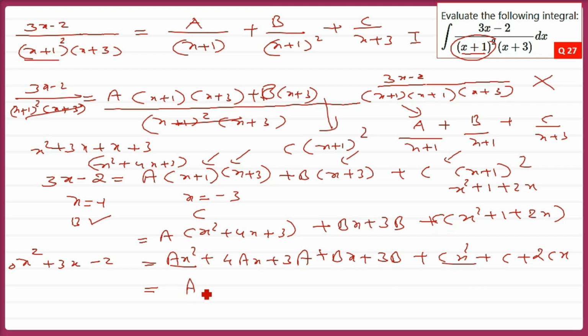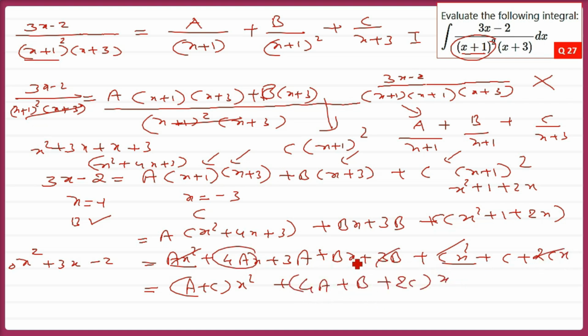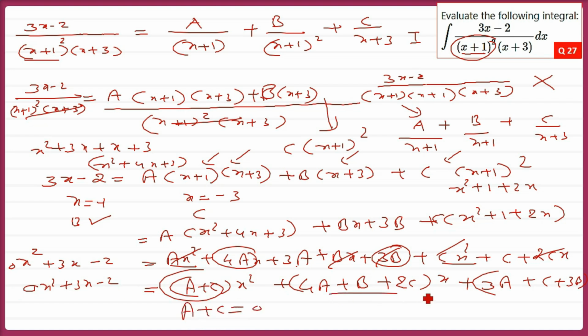Now let's compare. We have A plus C with x square, then 4A plus B plus 2C is the x term, and then the constant: 3A plus C, and there is a slight change, 3B will also come. Now 0x square plus 3x minus 2. Let's equate. A plus C will be equal to 0. 4A plus B plus 2C will be equal to 3, as you see on the left. And 3A plus C plus 3B will be equal to negative 2.